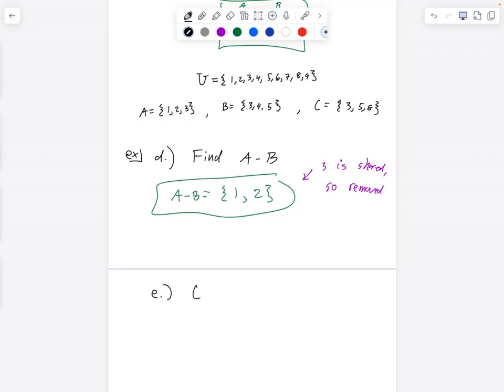We're looking at set C. Set C does not have the element of 4. I can remove it, but since it's already not there, it's technically already removed. Okay. You can't double remove something.